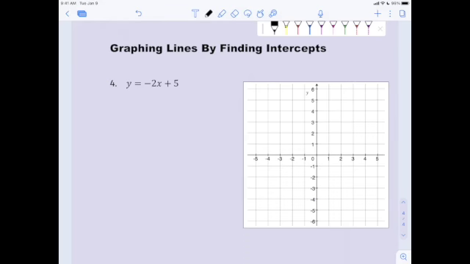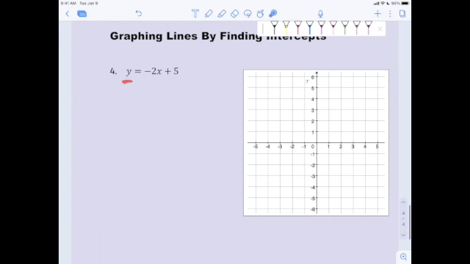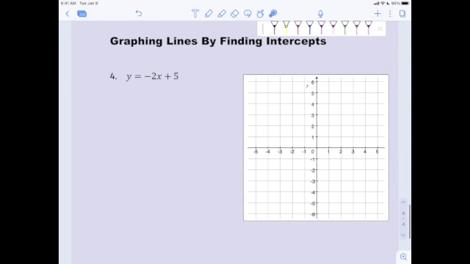Notice this equation is isolated for y. So if you gave me the choice of doing these two methods we've been working on lately, either making a table or using intercepts, I would usually make a table for this. But we did say to do it by finding intercepts, and you should be able to find the intercepts no matter what form it's in. So this is just good practice for that. So I'm going to put 0 in for x and solve for y, and then vice versa.